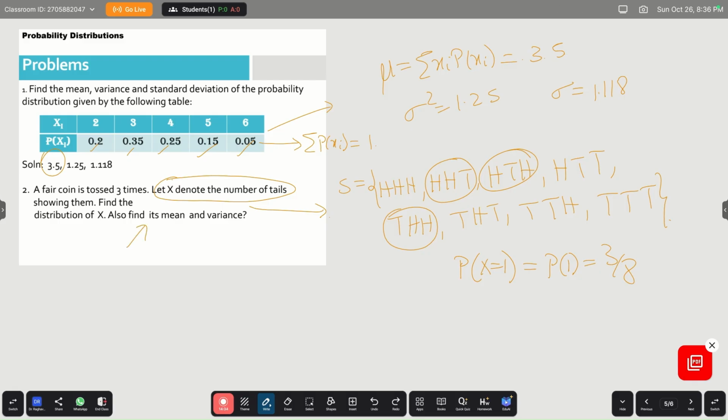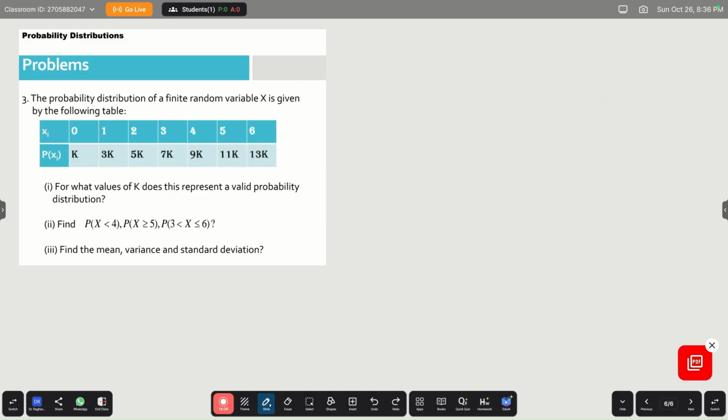and also you can find the mean and variance. So one more example I'll give you where probability values are not given. You have to find them yourself, and some information is given. So what is the information? Probability of 0 is k, probability of 1 is 3k, 2 is 5k, 3 is 7k, 4 is 9k, 5 is 11k, and 6 is 13k. So first thing we need to find the value of k. Unless we find the value of k, we will not know what these probabilities are.